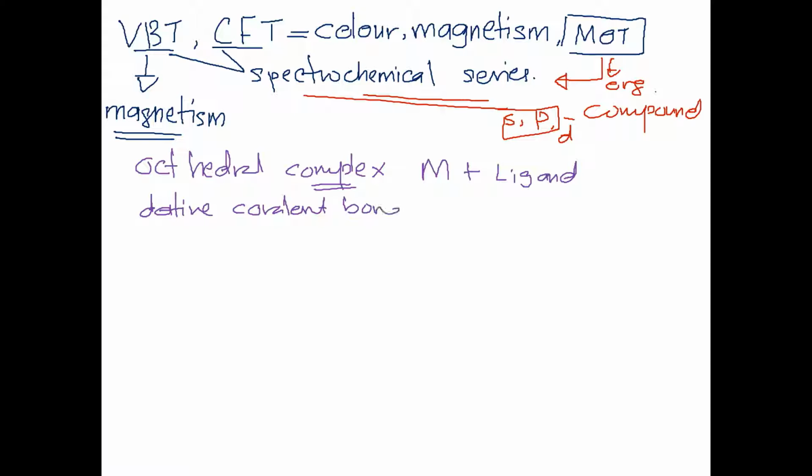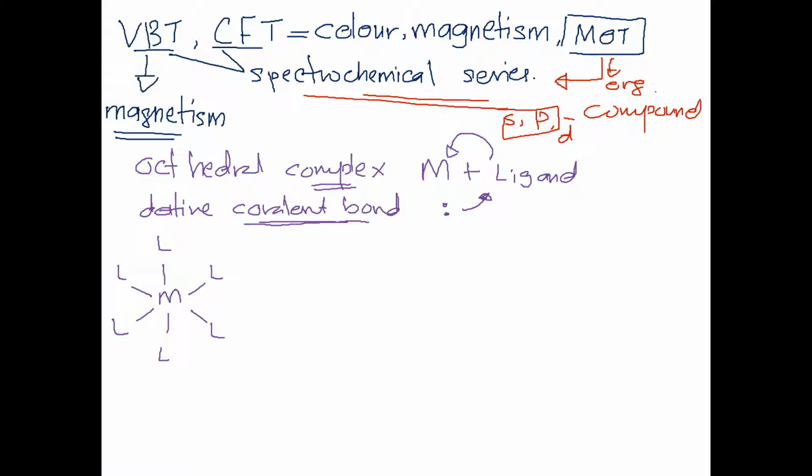So why do I say dative? Because the two lone pairs from the ligand donate their electrons to the empty orbital of the metal. So it forms a covalent bond, a dative covalent bond. This will be shown, or proved, by the MOT. For example, an octahedral complex. So this is your M, and six ligands. So you have an octahedral complex.